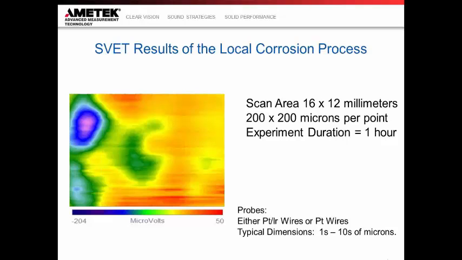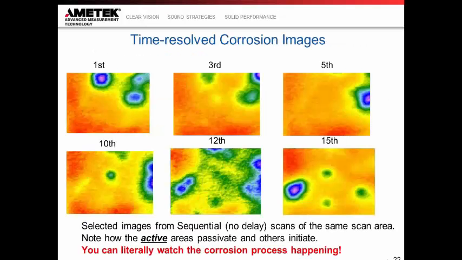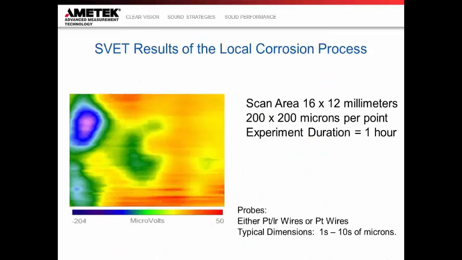Here I use a platinum iridium probe, and the dimensions of this come down to a couple microns at its tip. But if I go back here, on the far left-hand side, we can start seeing a corrosion event happen. We can start seeing that this signal is high, where all the rest of them are kind of background passivated signals. So what's exciting then is we did some time-resolved corrosion images.